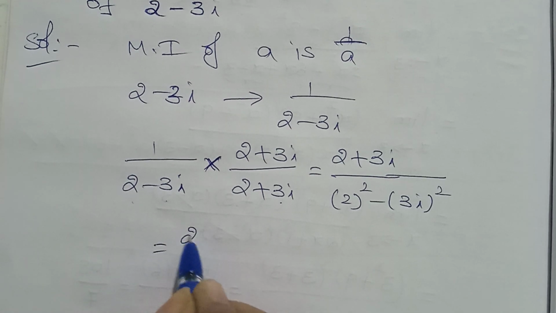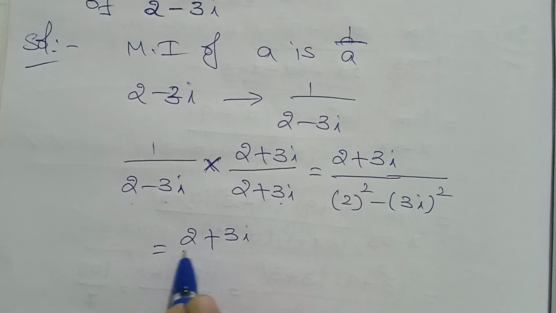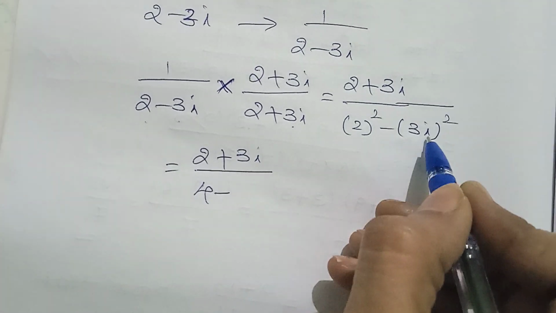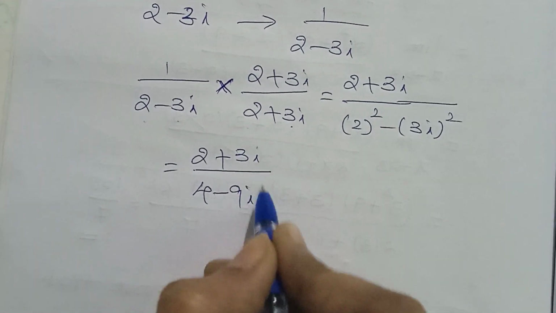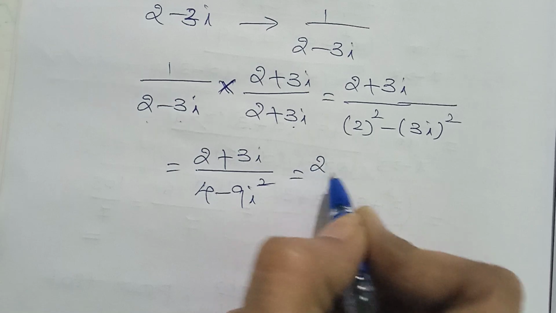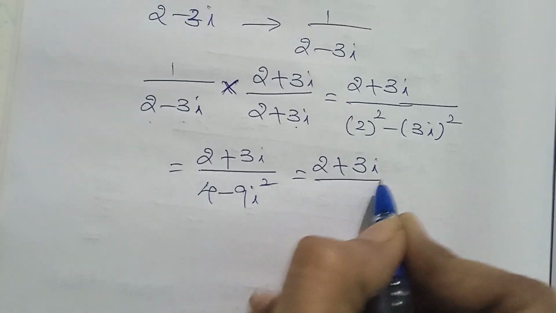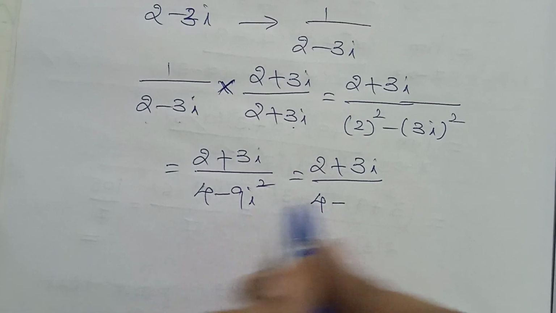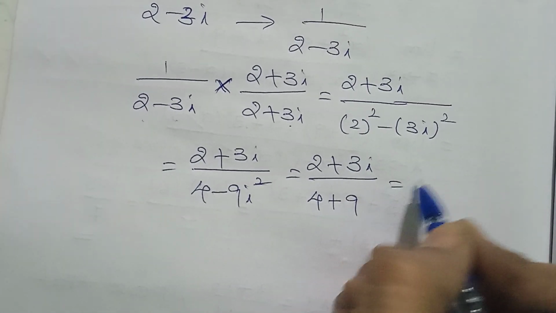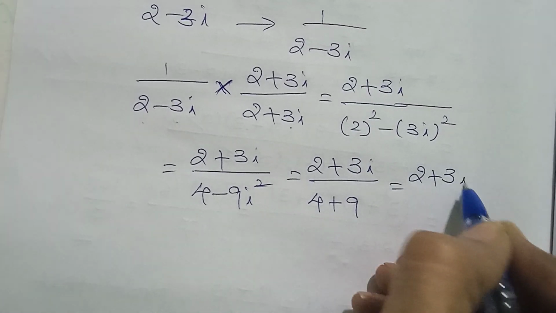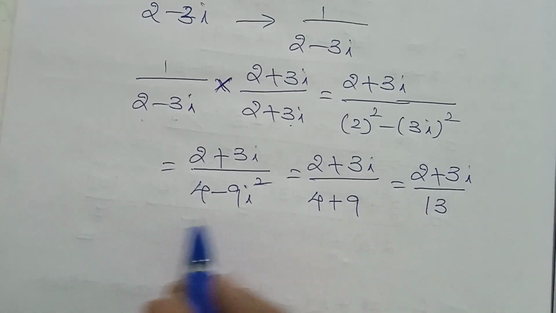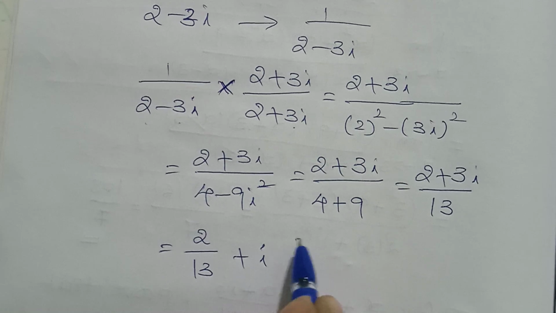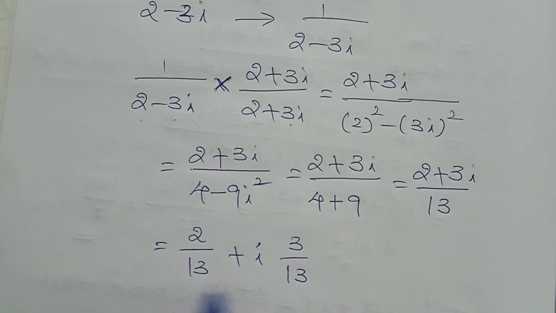That is 2 plus 3i by 2 square, which is 4, minus (3i) whole square, which is 9i square. That is equal to 2 plus 3i by 4 minus 9 into i square, whose value is minus 1. So minus into minus is plus 9. That is 2 plus 3i by 13. So 2 by 13 plus i into 3 by 13, the standard form of a complex number.